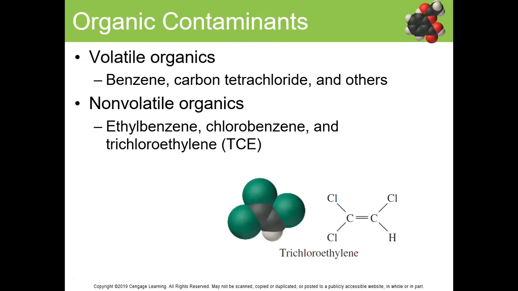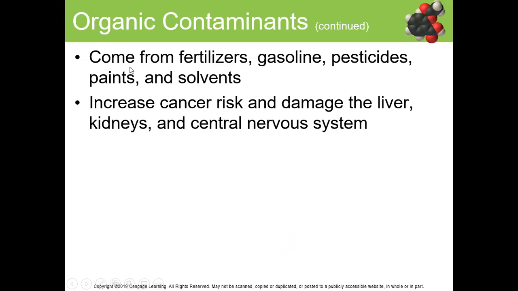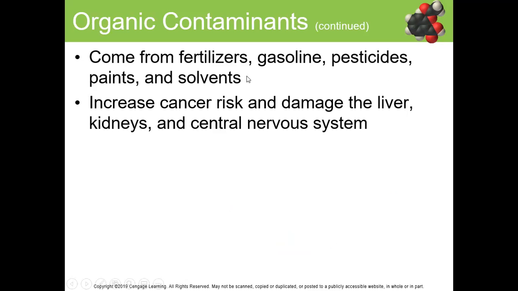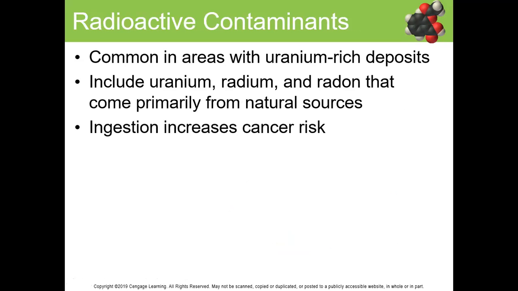When we talk about organic contaminants, we're talking about major classes of volatile versus non-volatile. Volatile just means how easily does it evaporate. And they can come from a variety of sources: fertilizers, gasolines, pesticides, paints, solvents, right? So when you think about gasoline, for instance, when you're pumping gas, you can really smell it, right? Because it's volatile. It means it goes easily into the gas phase. So these organic contaminants, when they get into our water, they can have a lot of problems: increased cancer risk, liver damage, and endocrine disruptors, and all sorts of stuff.